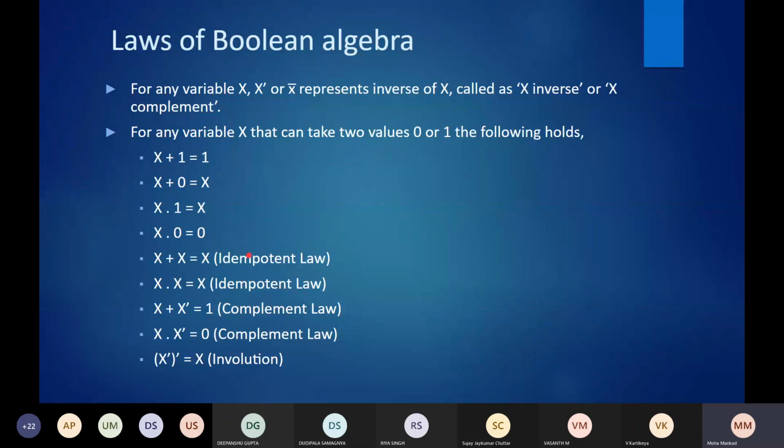Next come the idempotent laws. x plus x will be x, x into x will be x. Then x plus x dash will be 1. These are the two complement laws. You can verify it yourself: if x is 0, x complement will be 1, so the sum will always be 1. x into x complement, that is x multiplied with its own inverse, will be 0, because naturally one of them would always be 0. Next is involution: it's quite obvious that x dash of dash, x bar of bar, will be x again. That is involution.